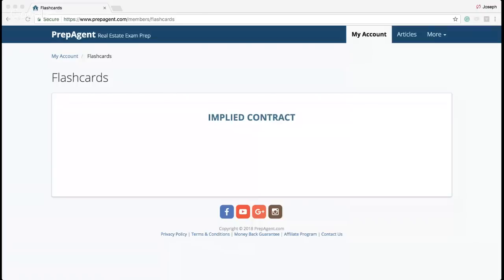Who here could give me an example of an implied contract? I see Dania wrote, like going to a restaurant and they expect you to pay. That's a great example of an implied contract. When you sit down at a restaurant, you do not sign a contract, but it's expected you pay after you eat. Good job, guys. Can you give me an example of an implied contract in real estate?